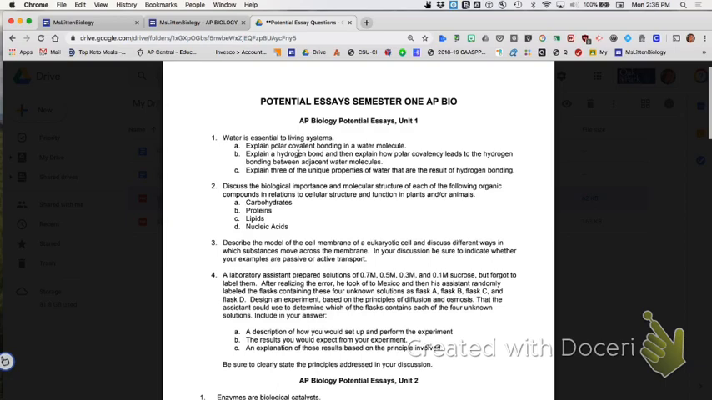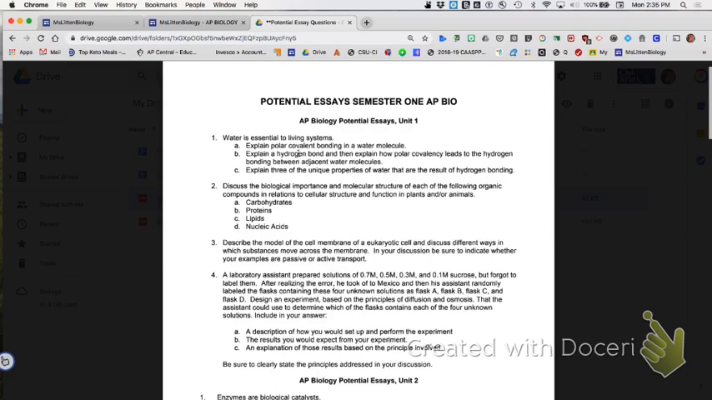The first one is: water is essential to living systems. Explain polar covalent bonding in a single water molecule. Let's talk about that. Where do you find the polar covalent bond in a single water molecule? Between the oxygen and the hydrogen, yes. And oxygen is more, can you give me a word that starts with an E? Electronegative. It has a stronger pull on the electrons that it is sharing. So hydrogen becomes partially positive, and oxygen becomes partially negative, and that is the polar covalent bond.